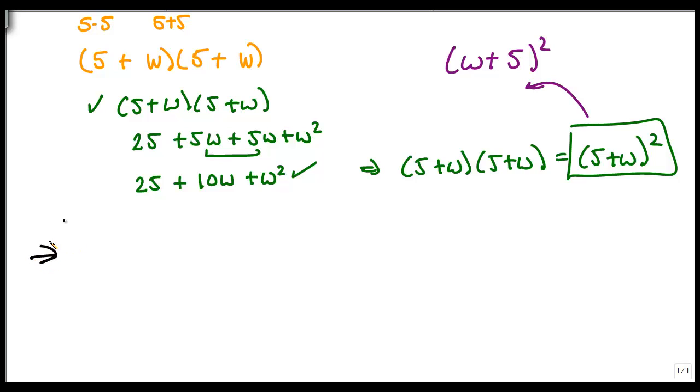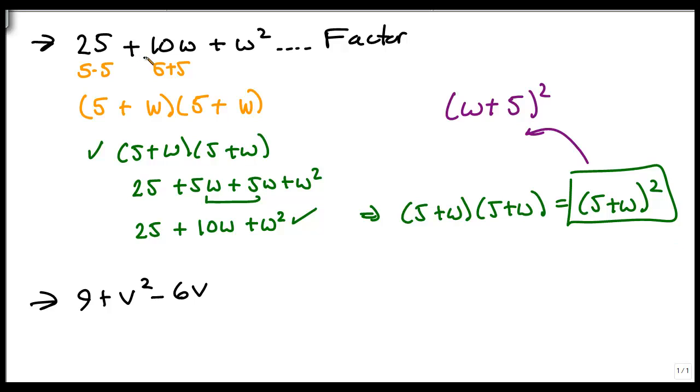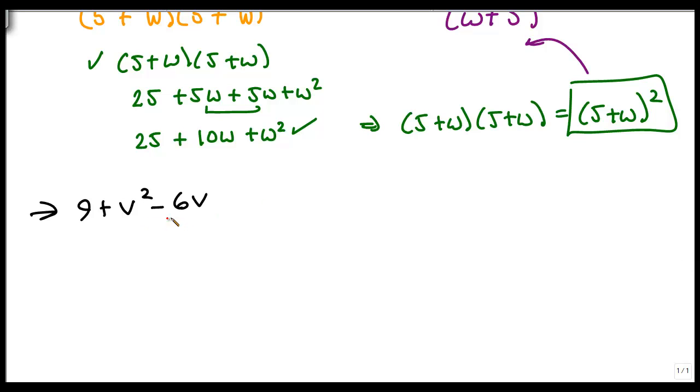For our next one, let's go ahead and look at 9 plus v squared minus 6v. Now a couple comments about this last one. If I wanted to, I could have rewritten this as w squared plus 10w plus 25 and worked the problem from there. And this factorization would have yielded the w plus 5. So usually we like things to be in descending order, but it doesn't have to be. But we usually like the middle term to be a linear term, meaning the v is to the first power.